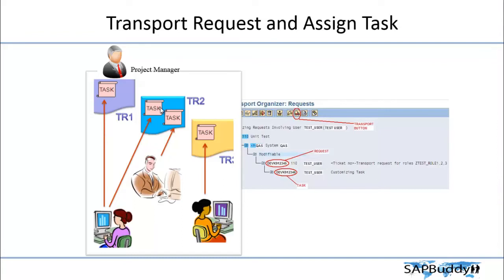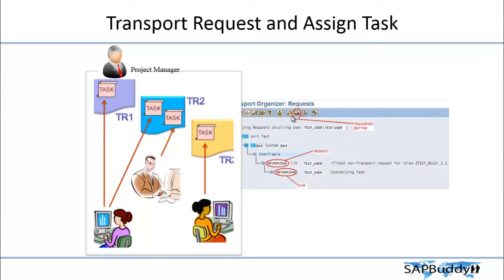So the changes what you are doing from the development system, if you want to transport to the quality and productive system, then you need to create a TR. You can also transport changes from one entire landscape to a different landscape. Let's say you are working in one system, you have created some program, you wanted to send it to somebody else, then there also you can create a TR.